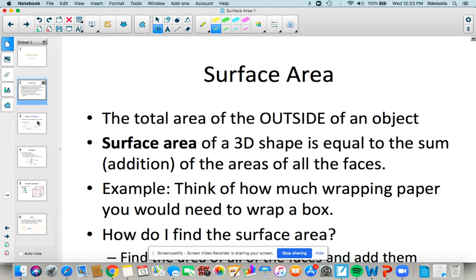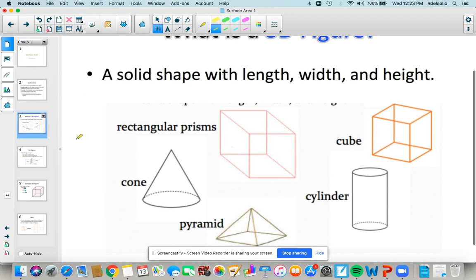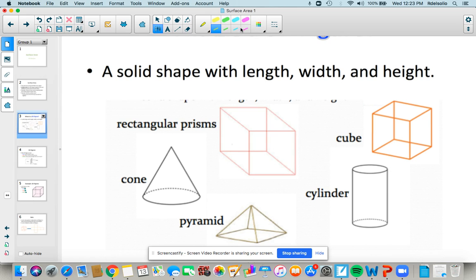We are going to talk about specific formulas for each of the 3D shapes to find the surface area. So what is a 3D figure? A 3D figure is a solid shape with a length, a width, and a height. So a rectangular prism, if you notice in the title, rectangular, we're talking about a rectangle. So a rectangular prism is made up of rectangles.